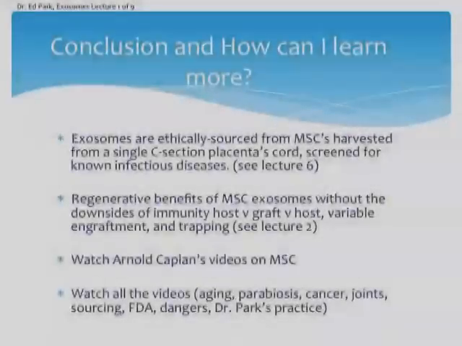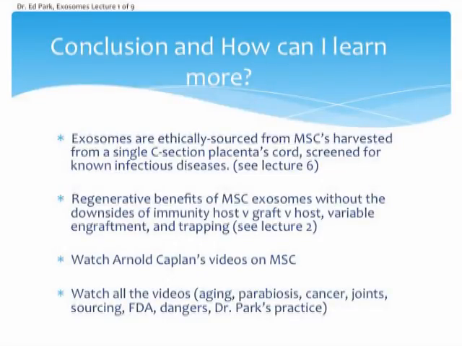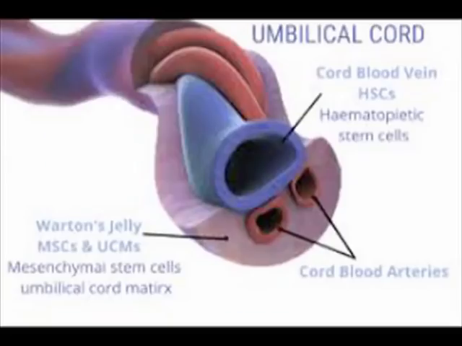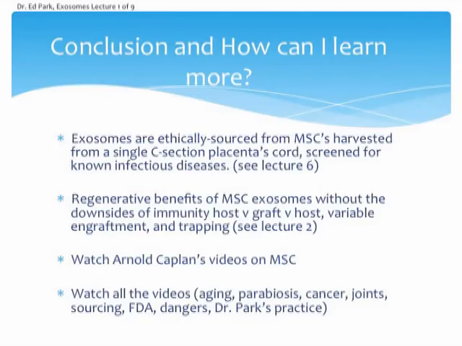As we conclude, I just want to reiterate that exosomes are, in the case of what we're using, ethically sourced from a single C-section patient. The placenta of the newborn is donated and it's screened for infectious disease. And then from the Wharton's jelly of the cord come these mesenchymal stem cells. If you want to know more about the details of how this is done, see Lecture 6, please.